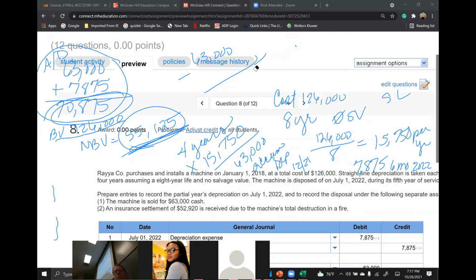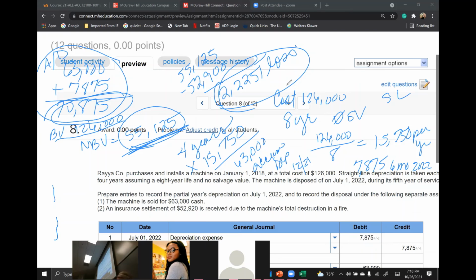So everything's the same as far as what we depreciated and what our net book value is, right? That's all the same. The only thing that's different is the amount of money that I'm getting for it. Well, my net book value is $55,125. And my cash that I'm receiving is $52,920. So that difference is my loss because I received cash less than what I had on the books. So my loss should be $2,205. That's my loss.